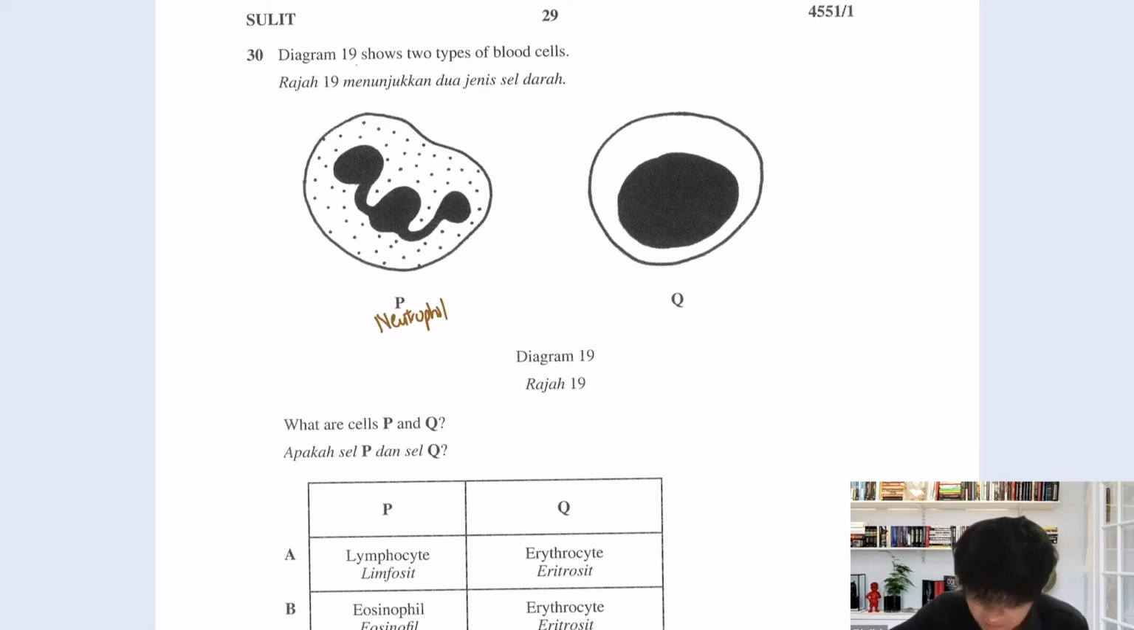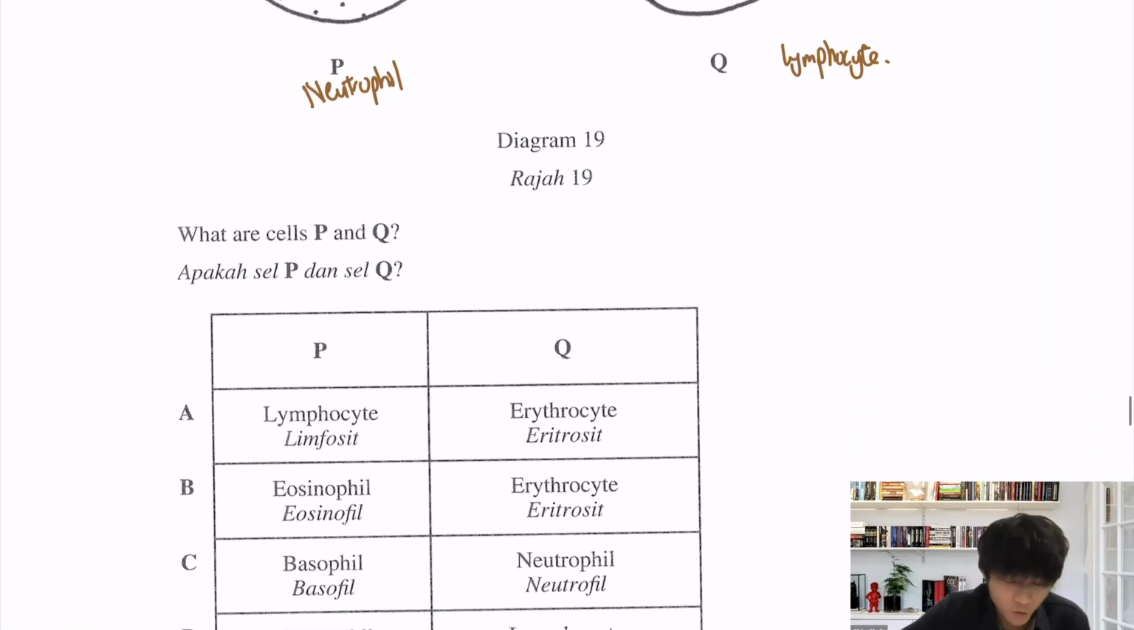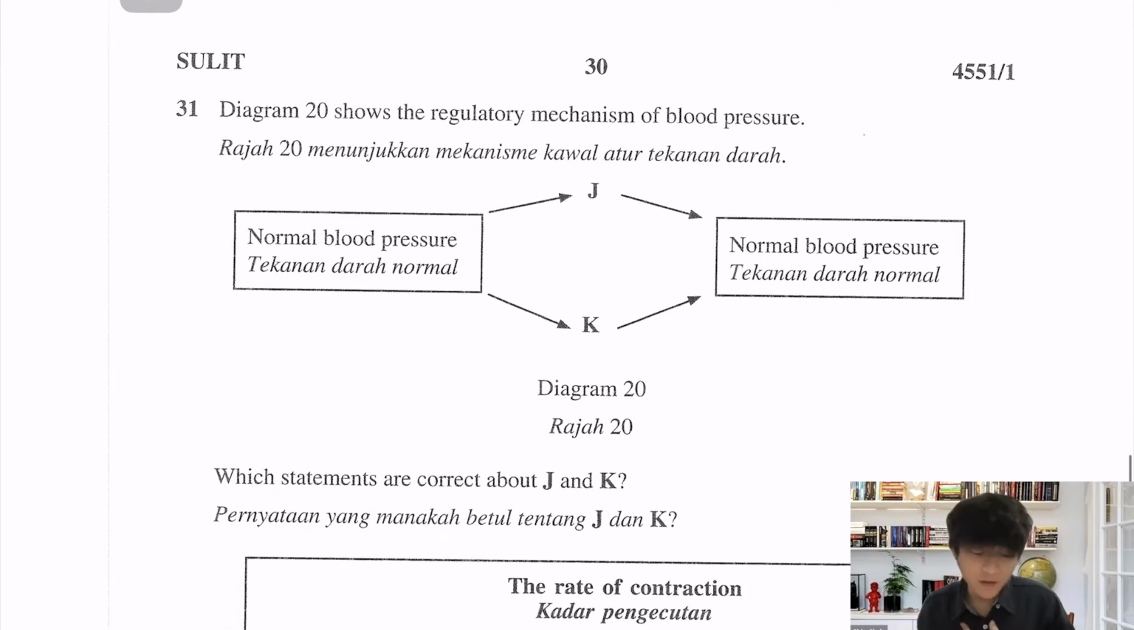And what about Q? Q, we call it a lymphocyte. So it's a white blood cell. Okay, so your answer is D. Okay, next. Let's look at 31.